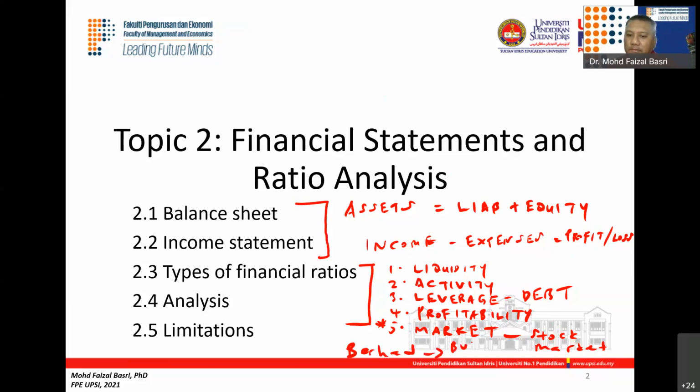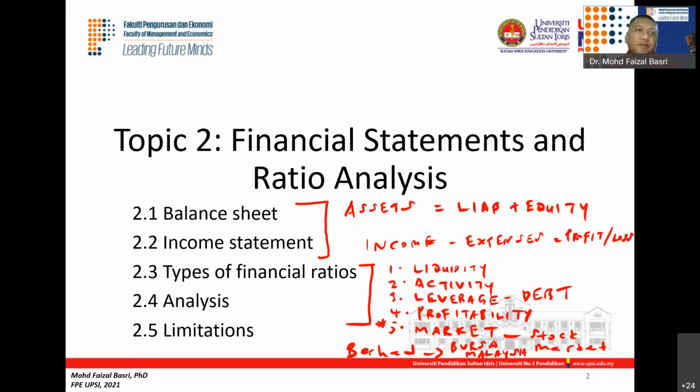Okay, they trade in Bursa Malaysia. This is our stock market, Bursa Malaysia. So we can only measure market ratio if they trade in Bursa Malaysia, or else we cannot measure their ratio in terms of the market ratio. So therefore, we can only measure from number 1 until number 4 only.